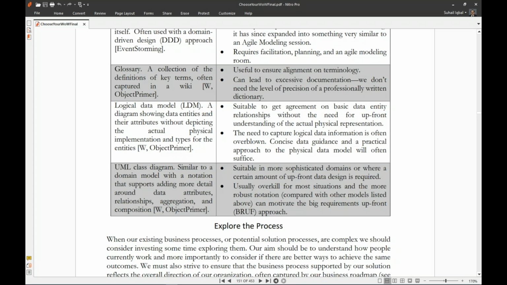Logical data model, LDM, a diagram showing data entities and their attributes without depicting the actual physical implementation and types for the entities. Trade-offs: it is suitable to get agreement on basic data entity relationships without the need for upfront understanding of the actual physical representation. The other one is the need to capture logical data information is often overblown. Concise data guidance and a practical approach to the physical data model will often suffice.